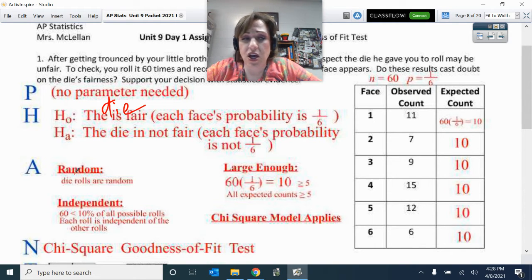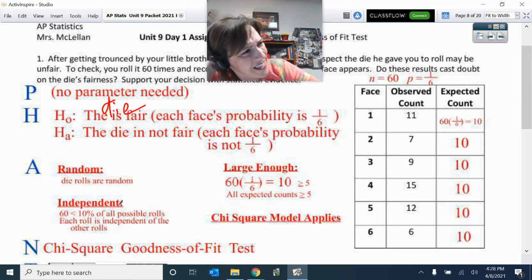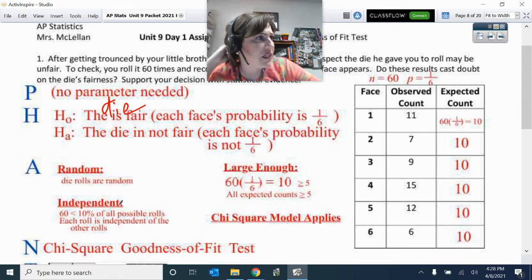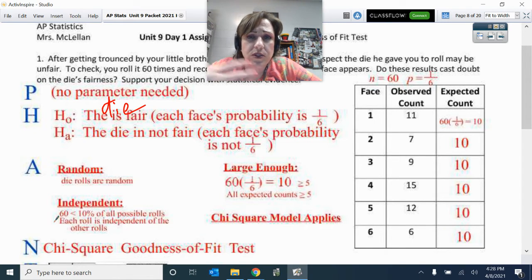Now, let's go ahead and talk about the conditions. Random: that the die rolls are random. Now, it's weird on this independent. It feels strange to say 60 is less than 10% of all possible rolls, because anytime you have an infinite population, that's an awkward thing to say. So what are we really saying about independence with a die roll? Well, that each die roll is independent of the other die rolls. That's really what is more natural. So don't just blatantly go through all the motions. Think about what those conditions are saying.